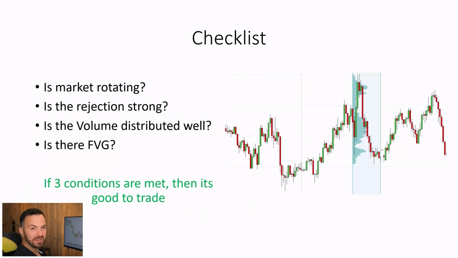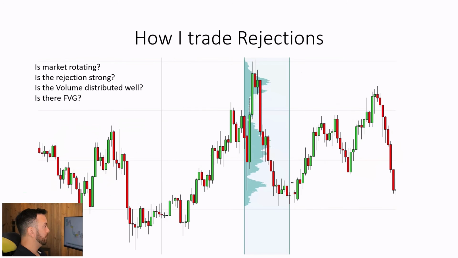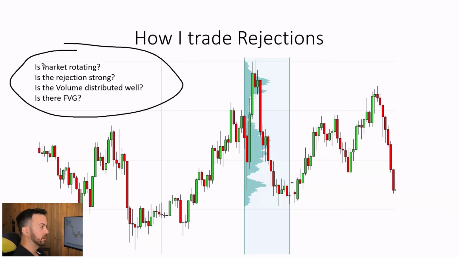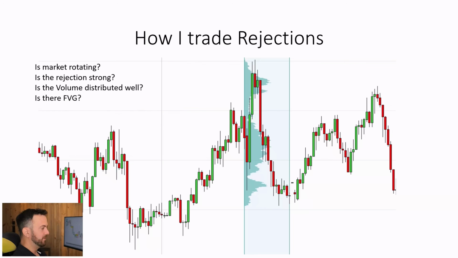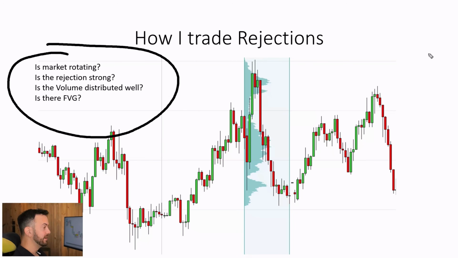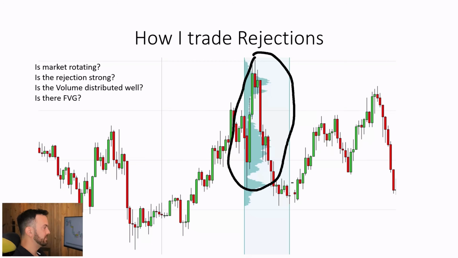Alright, now let's put this into action and let me show you how I trade this. I'll give you 2 examples of 2 trades. In here I have that checklist for you, so we can check it as we go. So the first thing, the most important thing to do is identify a good rejection using this checklist. So let's check out this one, this rejection right here.